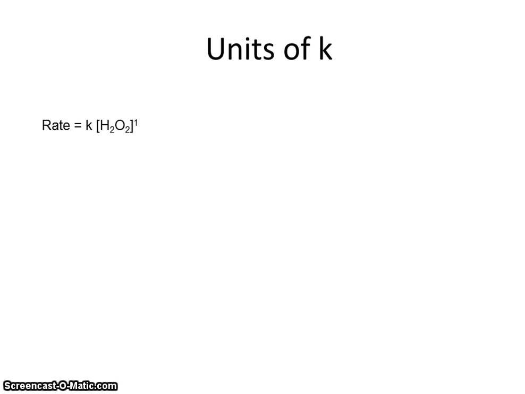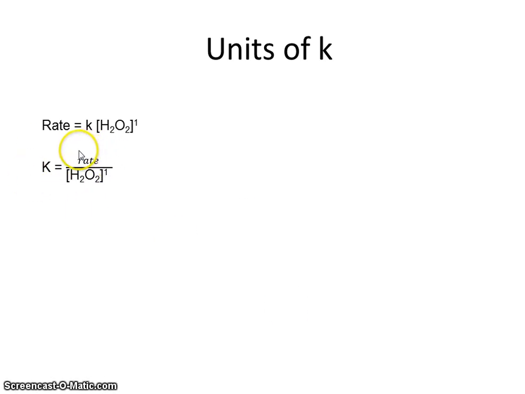Well, it's a similar idea to calculation for the numerical value of k. We simply rearrange the expression for rate. So can you do that? Write an expression showing how k depends on rate and hydrogen peroxide concentration. Pause the video while you do that. What you should find is we end up with this rearranged expression here.